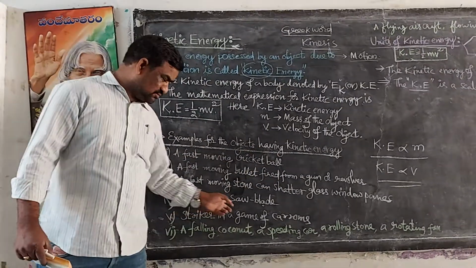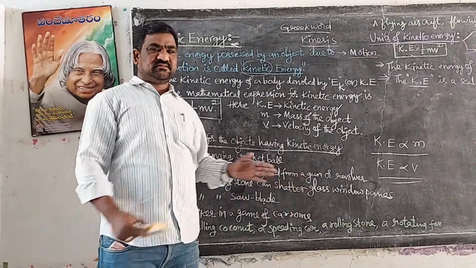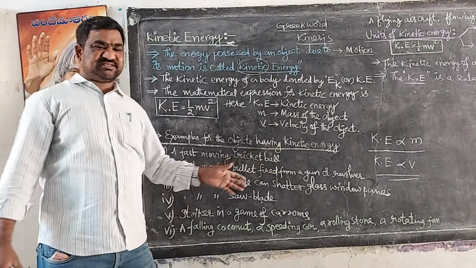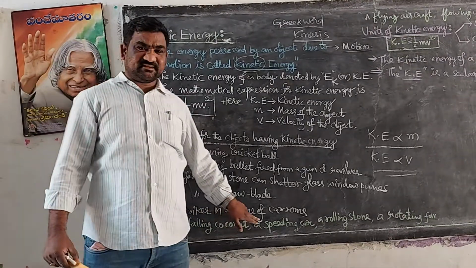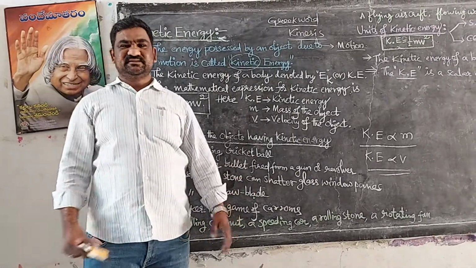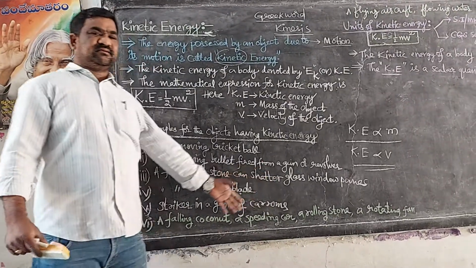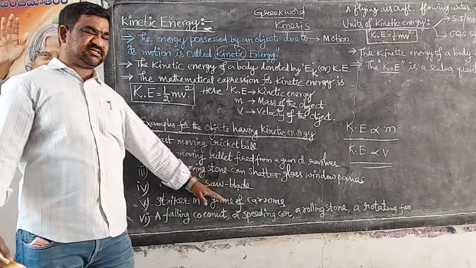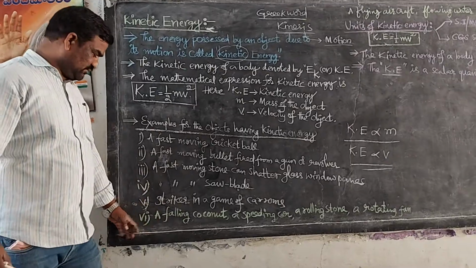Next, a fast moving saw blade. In sawmills, the moving blade can cut a log of wood into pieces easily and quickly. In the same way, the striker in the game of carroms also possesses kinetic energy. Whenever you hit the coins using the striker, due to the kinetic energy of the striker, the coins are displaced from their position.